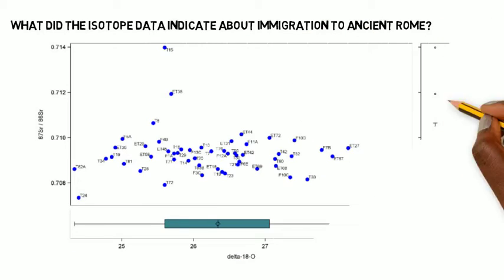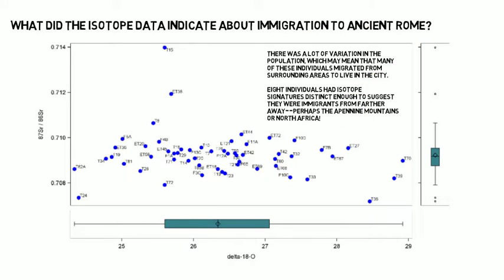What did the isotope data indicate about immigration to ancient Rome? There was a lot of variation in the population, which may mean that many of these individuals migrated from surrounding areas to live in the city. 8 individuals had isotope signatures distinct enough to suggest that they were immigrants from farther away, perhaps the Apennine Mountains or North Africa.